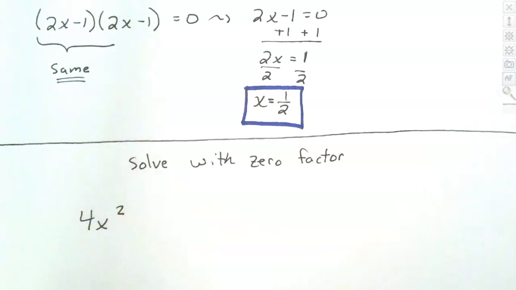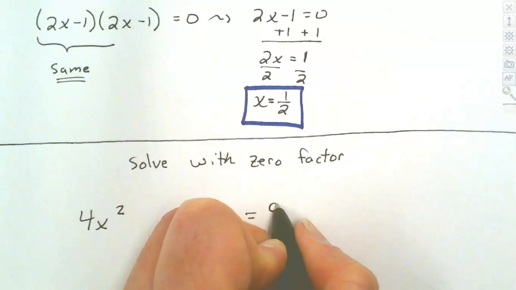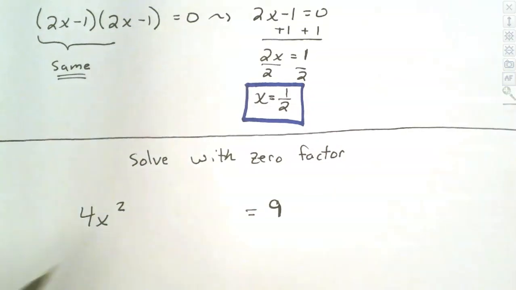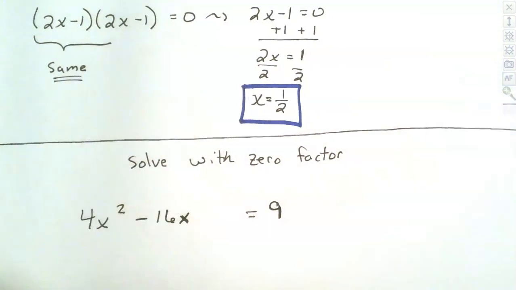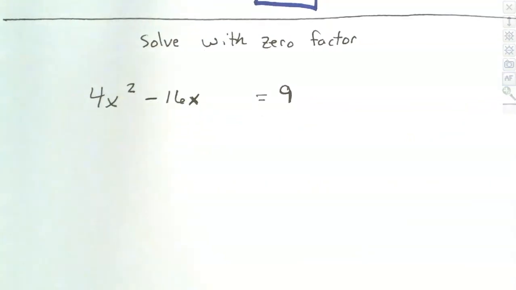Well, we have 4x squared. Let's use a 9 over here. And let me come up with the middle here. But we use a minus 16x in the middle. Okay, just one more, so we have another example. This will be our last problem.